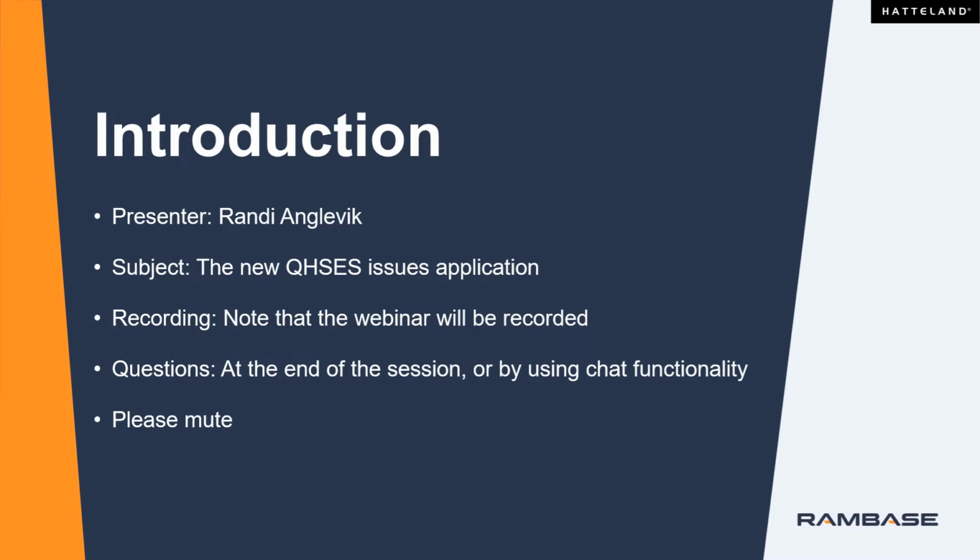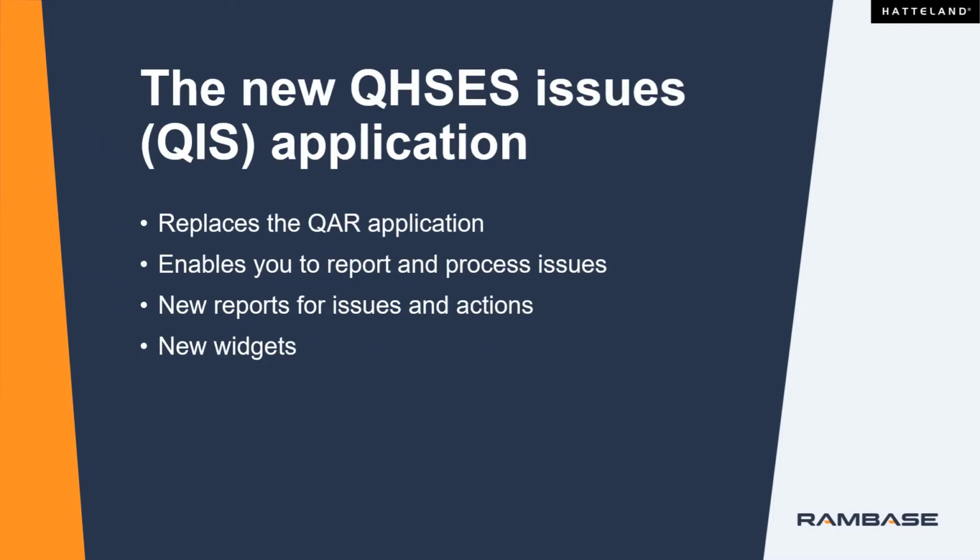The QHSES issues or QIS application will replace the QAR application. It is used to register and process issues such as incidents, observations, improvement suggestions, or any deviation from standard operating procedure. The release also features new reports for issues and actions, along with several new widgets for easy access to key figures and status view.